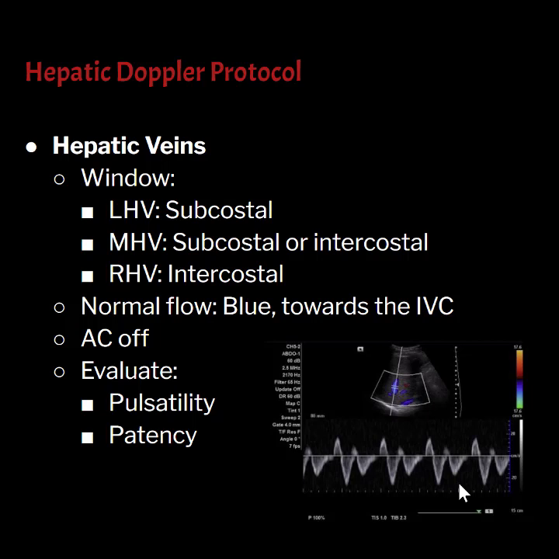Now, the normal flow in the hepatic veins is usually assigned blue. We should see complete color fill of the hepatic veins as they enter into the IVC. You do not need your angle correct on, as we are only evaluating for pulsatility and patency. In the image here, we can see the sample gate is placed within the hepatic vein, and this is a very typical waveform that we get with hepatic veins. Notice how the W's are on the bottom of the waveform.